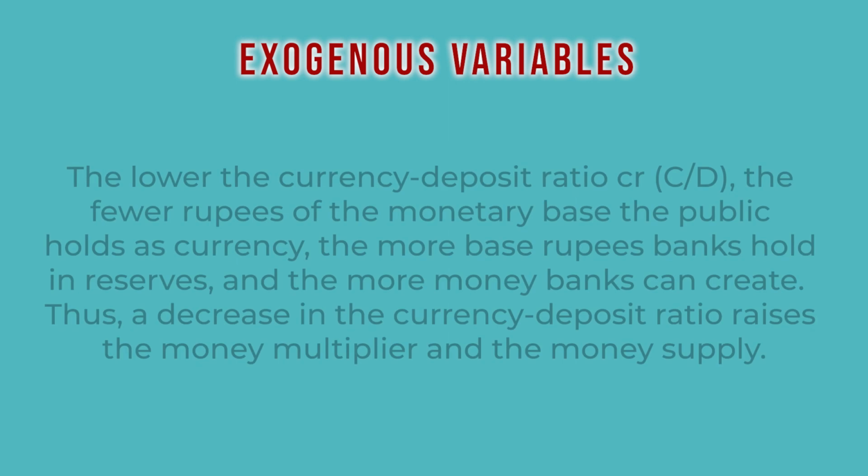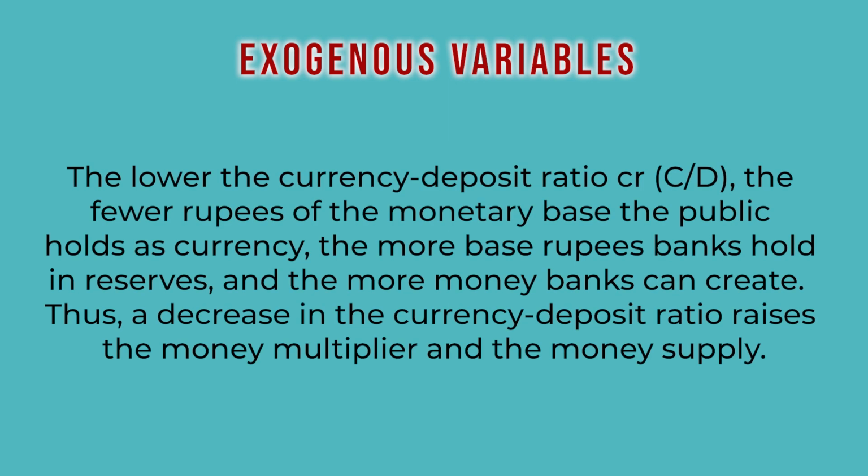My third and most important point is the currency deposit ratio, or CR. The lower the currency deposit ratio implies that the public is holding fewer rupees of the monetary base in hand as currency, and the banks are holding more base rupees in reserve. So the more money the banks can create in this way. So a decrease in the currency deposit ratio raises the money multiplier and also the money supply in the economy.